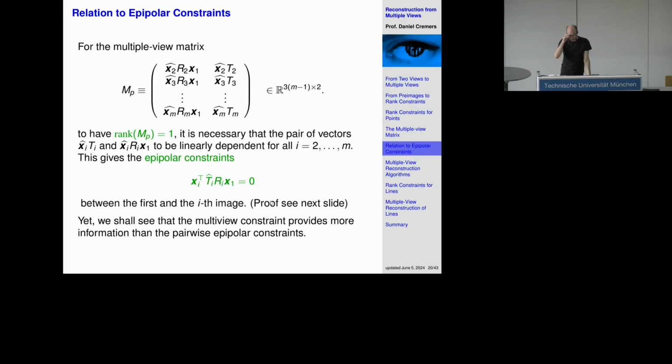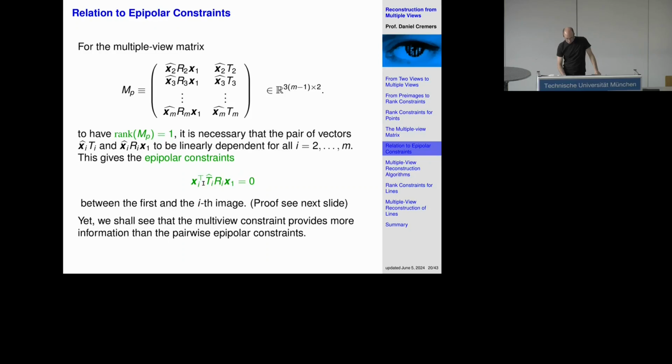How does that relate to the epipolar constraints? We now have these constraints for multiple images of a point observed in multiple images. How does it relate to the epipolar constraints that we had for 2 images? Here's the matrix again. For this matrix to have exactly rank 1, it basically means this vector and that vector must be linearly dependent, as we said. And that basically means this thing must be a multiple of that thing.